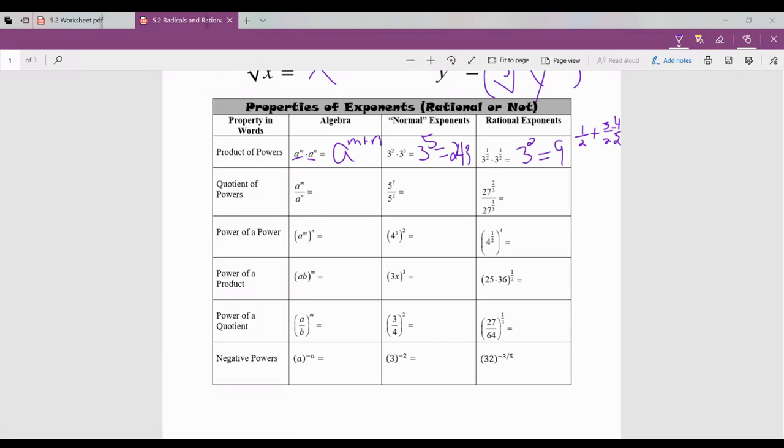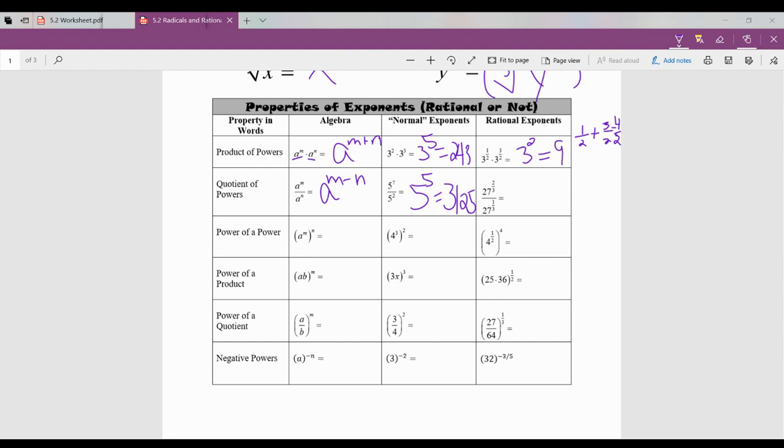Same idea when we apply the properties of exponents where we have a quotient. They have the same base, so we subtract the exponents, m minus n. If it's a number as a base, 5 to the 7 minus 2 is 5, and 5 to the 5th is 5 times 5 times 5 times 5 times 5, and that is 3,125.